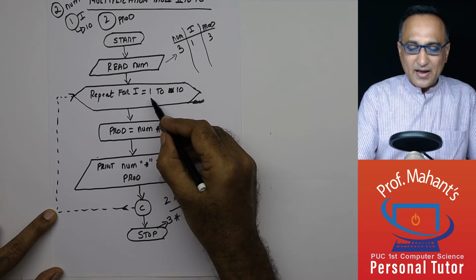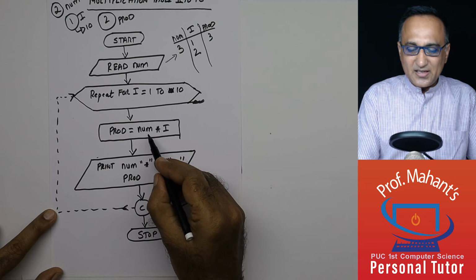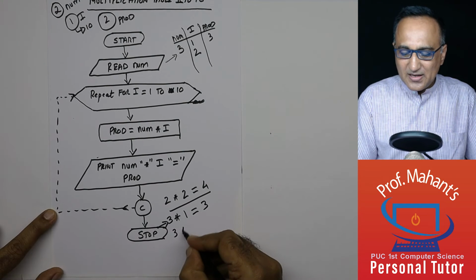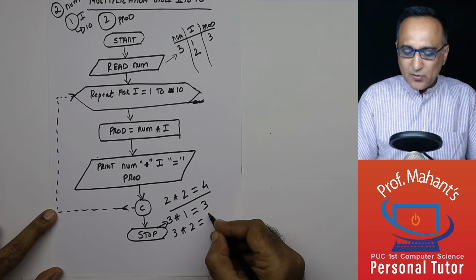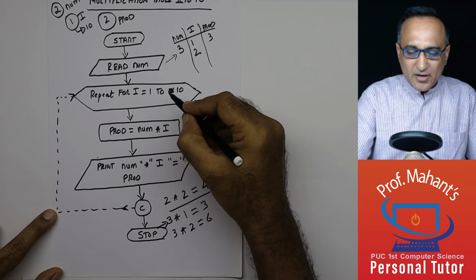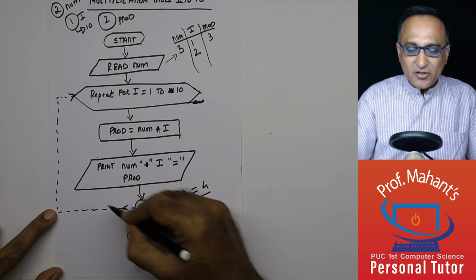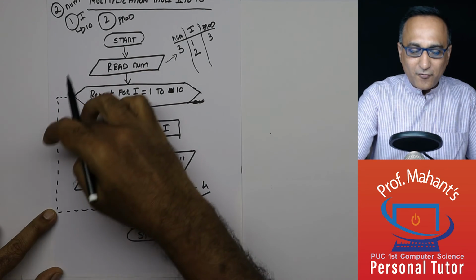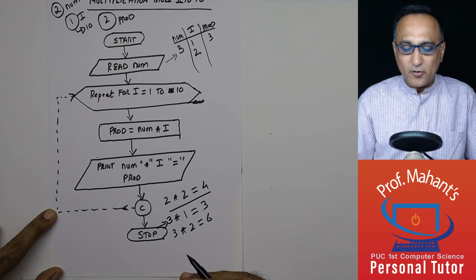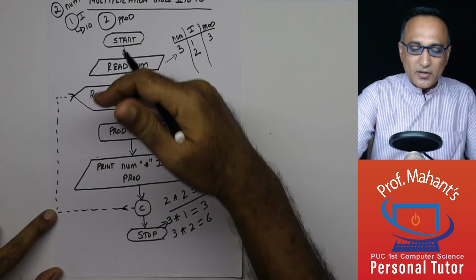Then I go back here. I becomes 2. Number is still 3. 3 into 2 is 6. So the next line it's going to print as 3 into 2 is equal to 6. This particular thing will repeat as long as the value of I is between 1 and 10. At some point I will become 11. It will fall out of this loop, continue here, and you will stop your calculation. This way you're going to be able to print a table from 1 to 10.